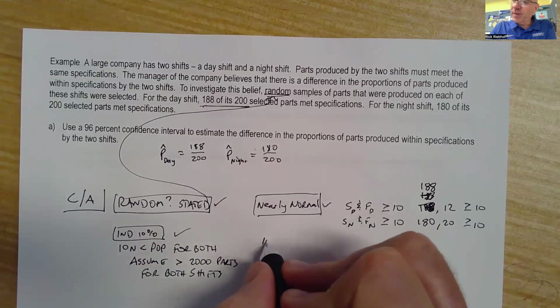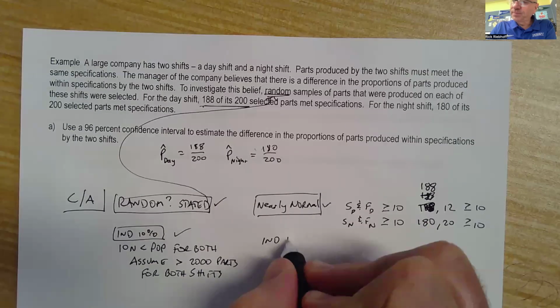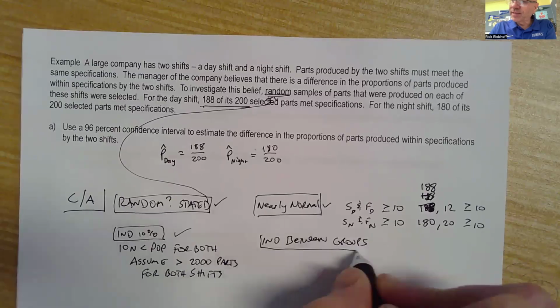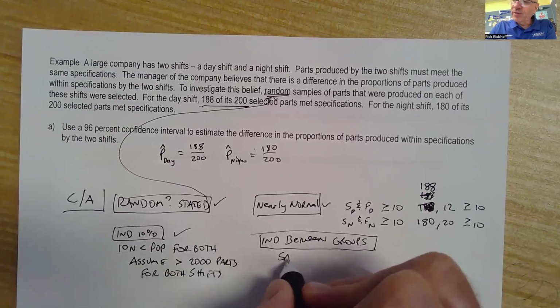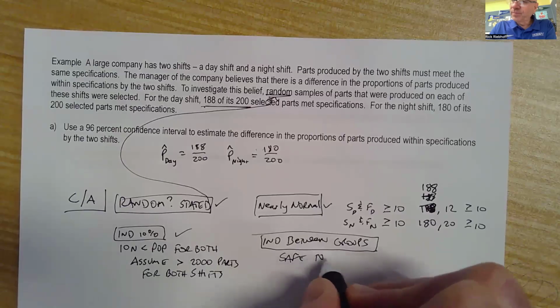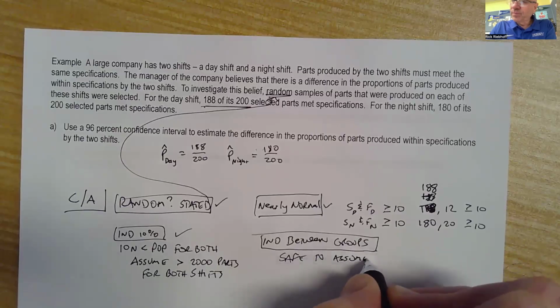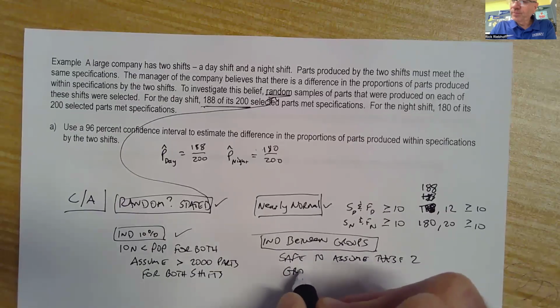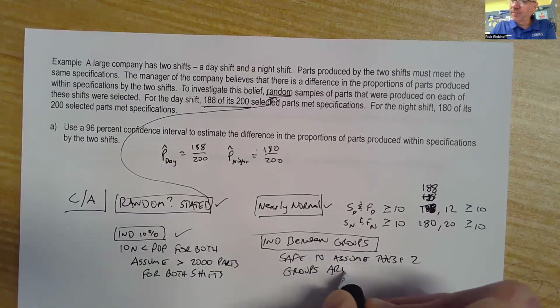And the last one is independence between the two groups. Here I just usually use a blanket statement. I'd say safe to assume these two groups are independent.